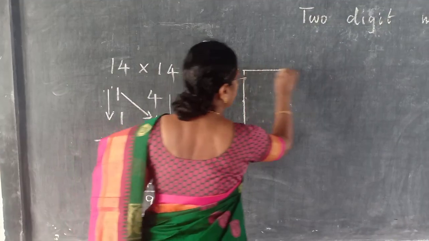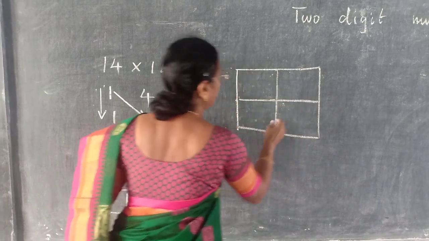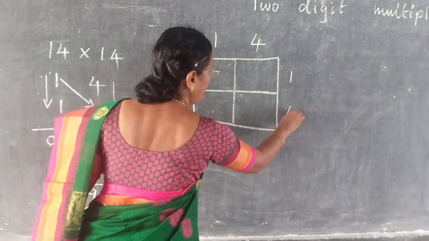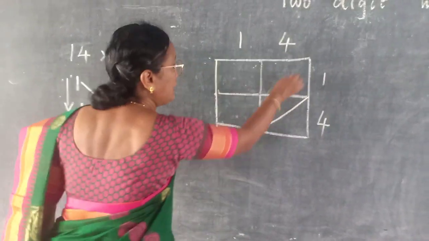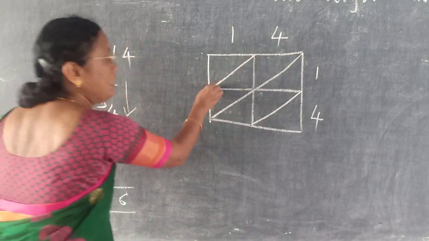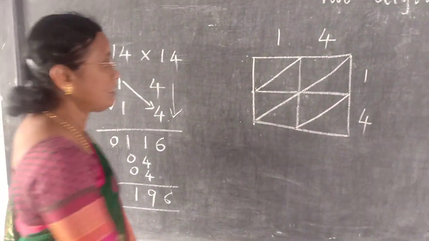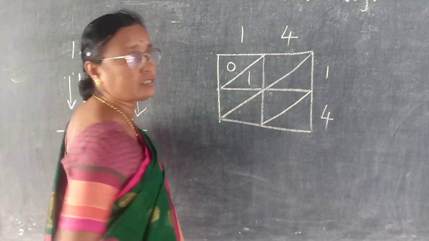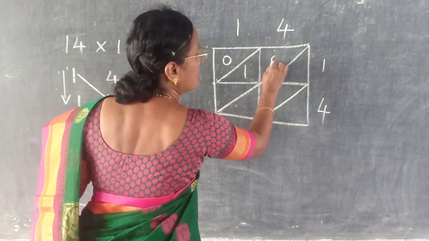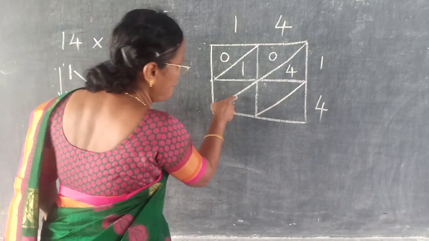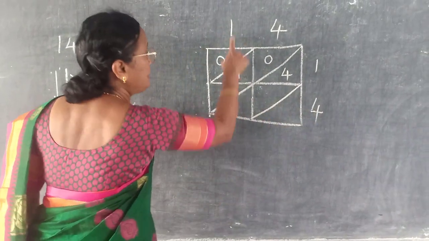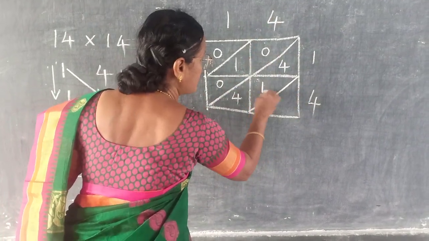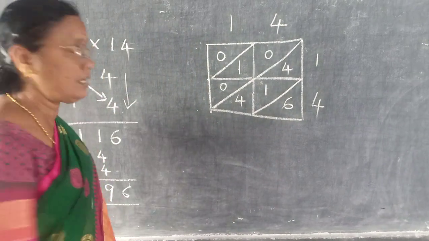Next, 14, 14. Just draw a diagonal here. Understand? First, 1 times 1 is 1, and you have to write it in terms of two digits. 4 times 1 is 4, 04. 1 times 4 is 4. This is the meeting place of these two. Understand? So 1 times 4 is 4. 4 fours are 16.